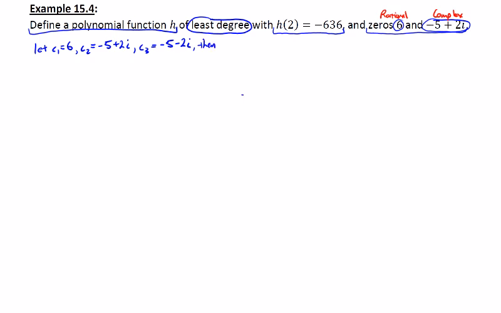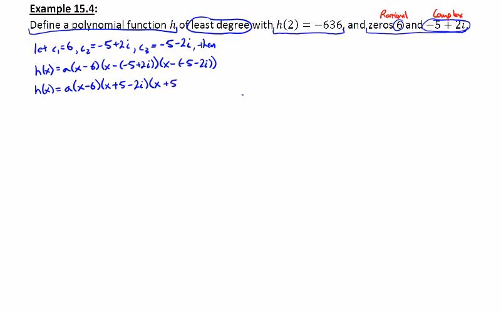Then we would say h of x is equal to a times x minus 6 times x minus negative 5 plus 2i times x minus negative 5 minus 2i. And I'll clean that up just a little bit. a times x minus 6 times x plus 5 minus 2i times x plus 5 plus 2i.